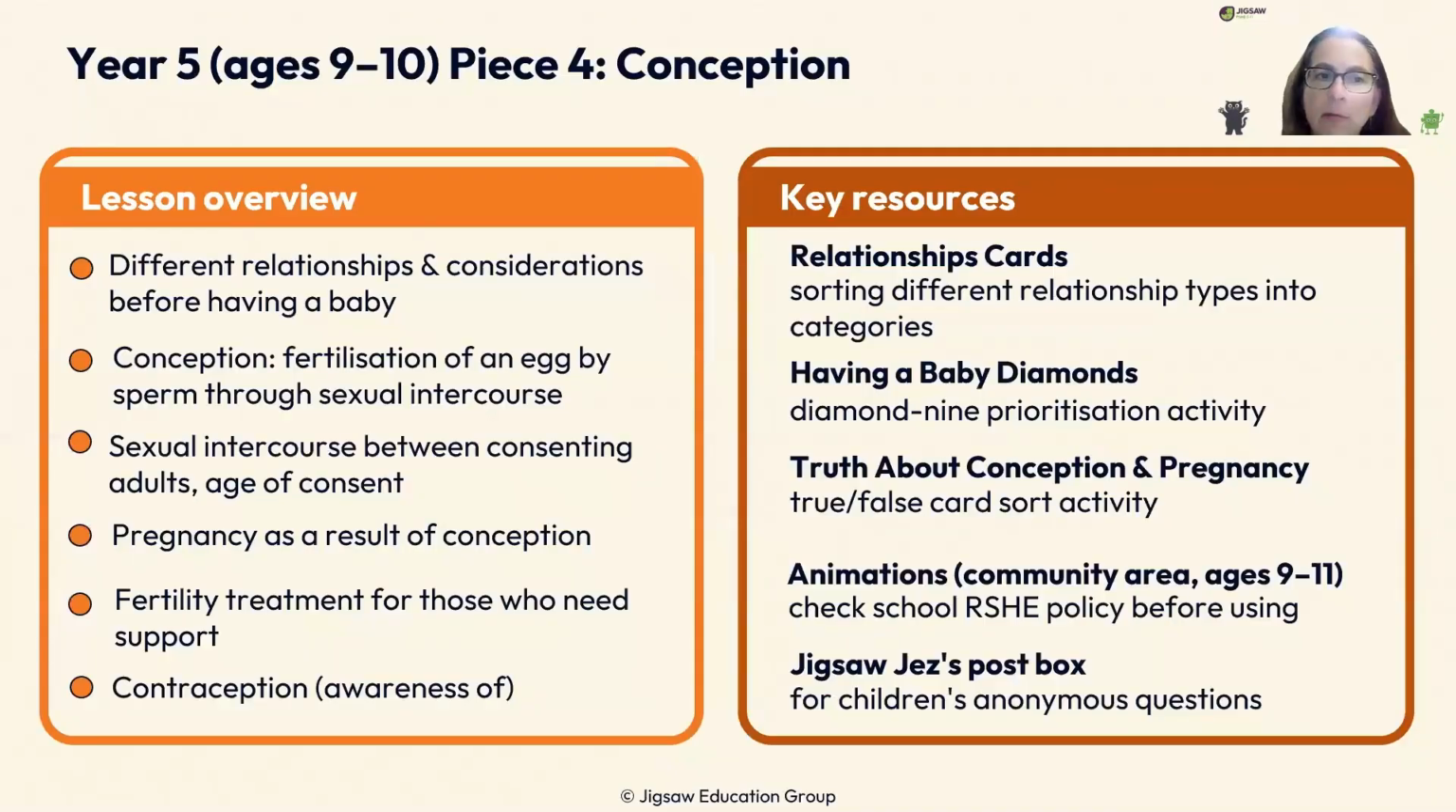So in year 5, we're looking at different relationships and the considerations people might have before having a baby. So again, we're setting this in relationships. We look at conception, so fertilization of an egg by sperm through sexual intercourse, and also putting that in the context between consenting adults, so the age of consent comes in. Pregnancy as a result of this. We also look at fertility treatment for those who need extra support for pregnancy to take place, and contraception is gently introduced as well. As always, you can make changes to this content. We'll look at that in a minute.